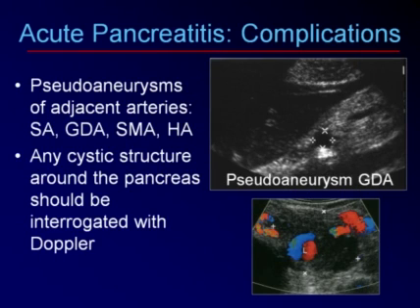Another complication happens when the enzymatic juices dissect into an arterial wall and then destroy part of the wall, and pseudoaneurysms are formed. That can happen in any one of those intimately related arteries, like the splenic artery, gastroduodenal artery, superior mesenteric artery, hepatic artery. So once again, any cystic structure in or around the pancreas should be interrogated with Doppler. Here was an innocent-looking little cyst, but when they turned on the color Doppler, it had a to-and-fro yin-yang type of flow, which is seen with a pseudoaneurysm.